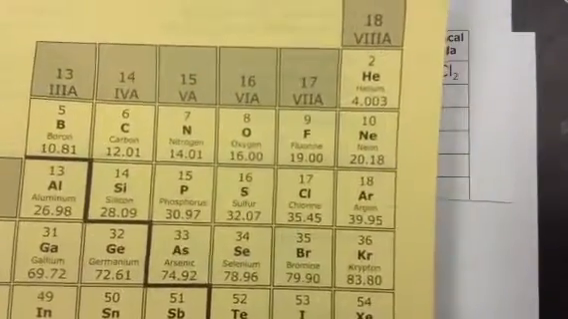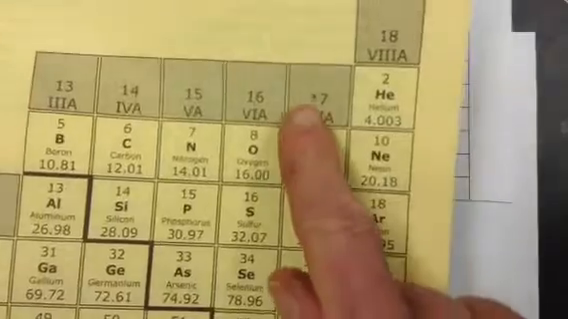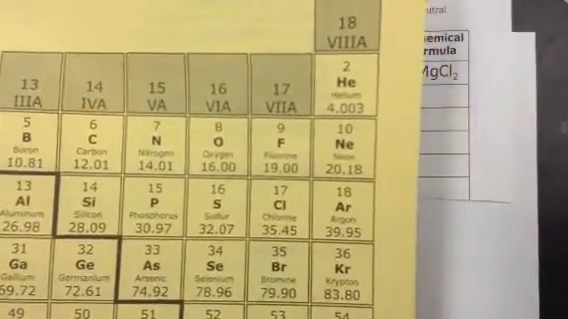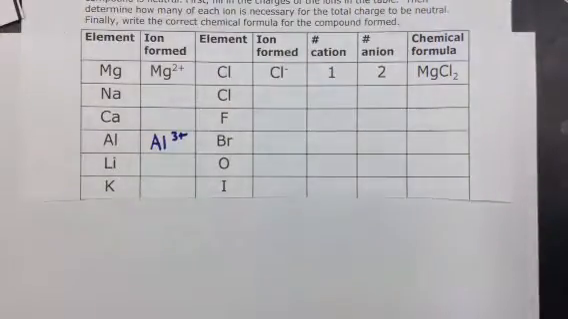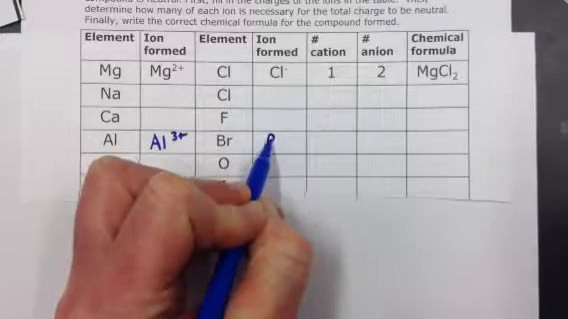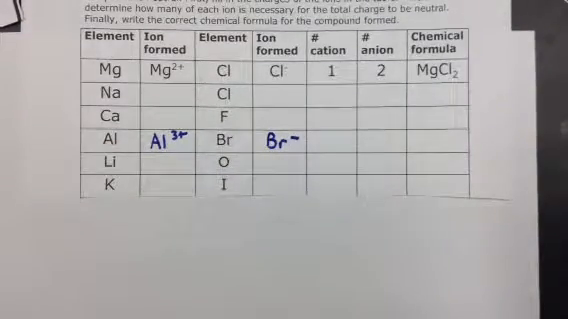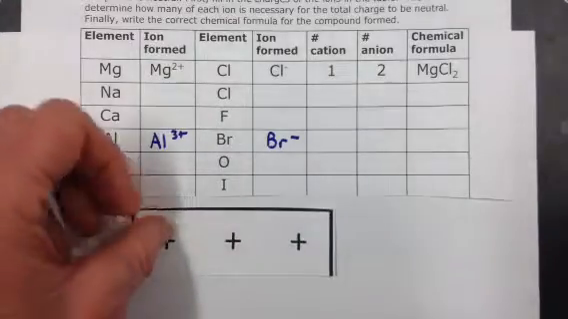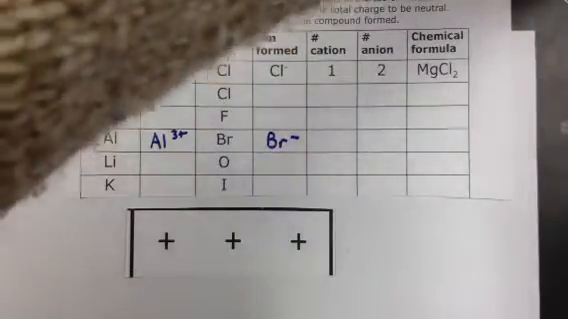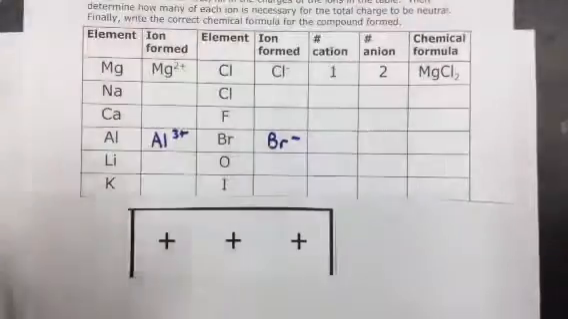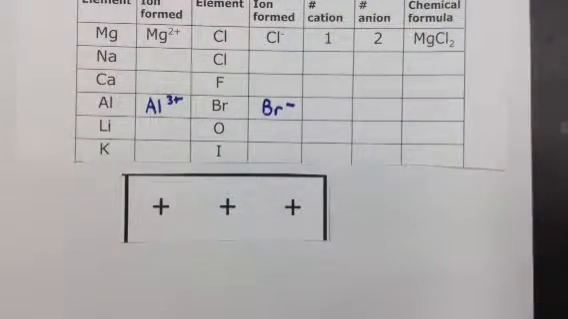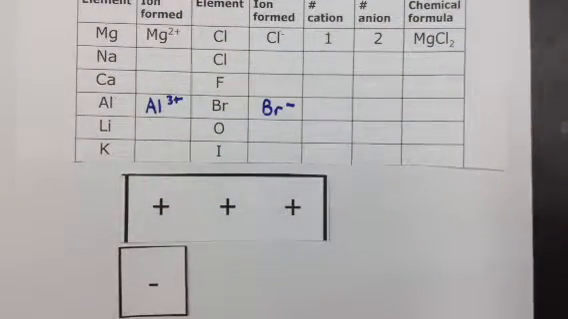Bromine is a halogen. It is right there, and it's in group 17 or 7A. So in order to satisfy the octet rule, these nonmetals tend to gain electrons. It will gain 1, so bromine would be a negative 1. So let's see how this would look. We would have aluminum, 3 positive charges, and if we get bromine, well, 1 negative charge, that would be 1 bromine atom.